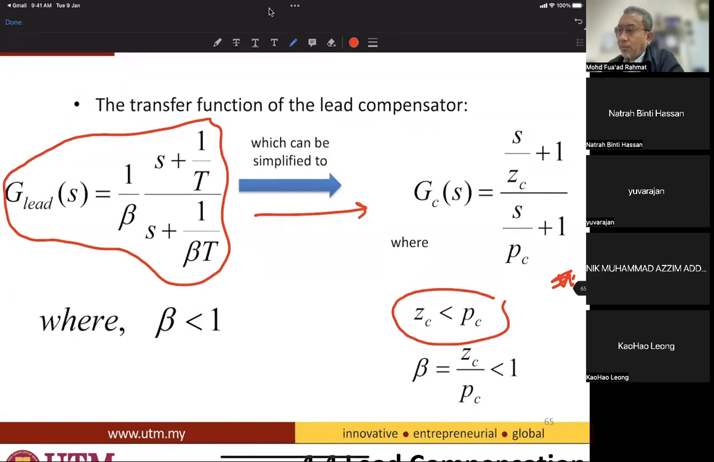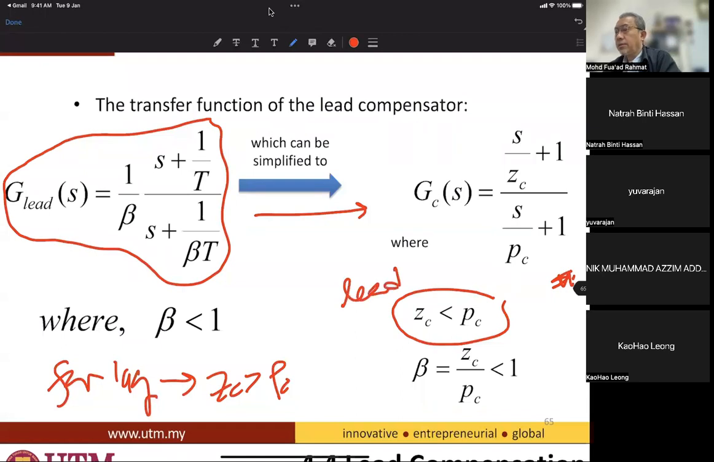Okay, compared to lag compensator, ZC is greater than PC. But for lead, ZC is less than PC. Okay, and beta is the ratio between ZC over PC, which is less than 1.